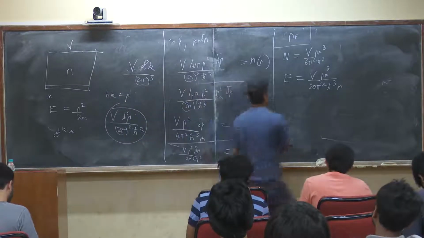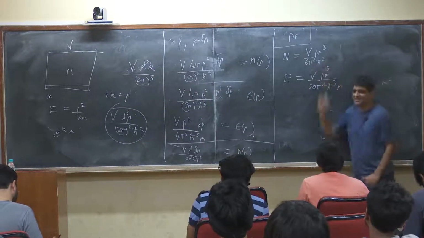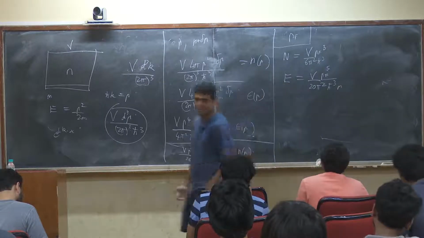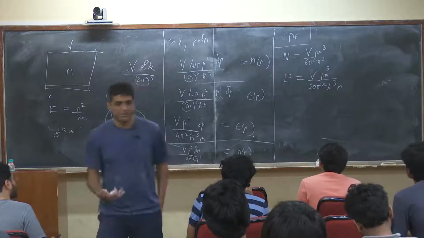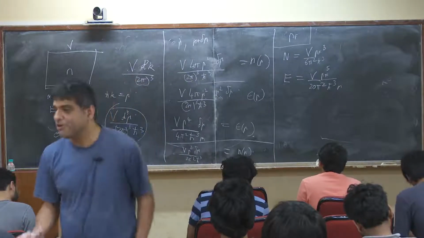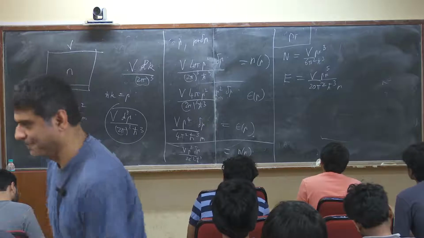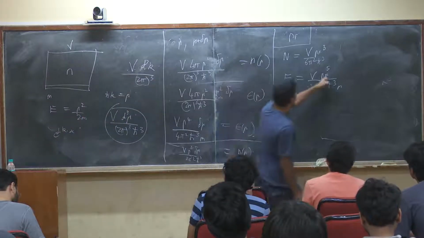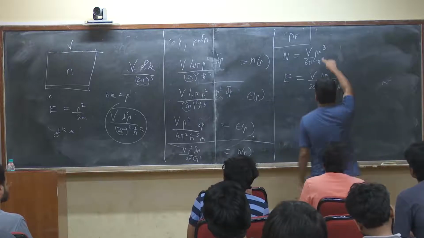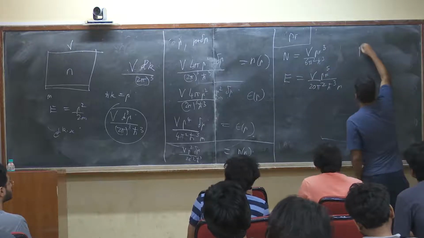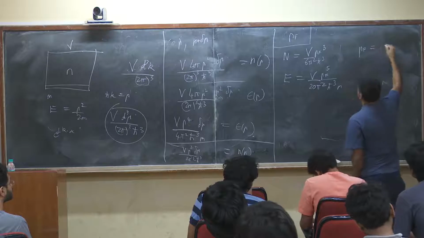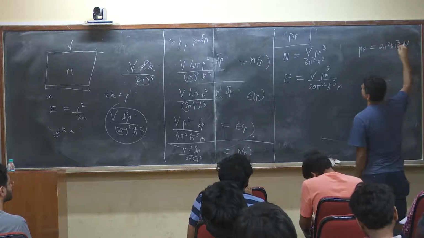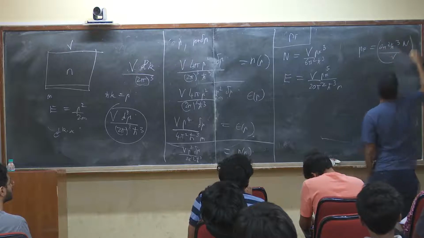Okay, and then this Pf, of course, is some variable in our head. It's not part of the physics. What we care about is what is the energy as a function of the number of fermions. So we want to eliminate this Pf between these two things. So we use this to solve. So Pf is equal to (6 pi squared h bar cube n by V) to the power 1/3.